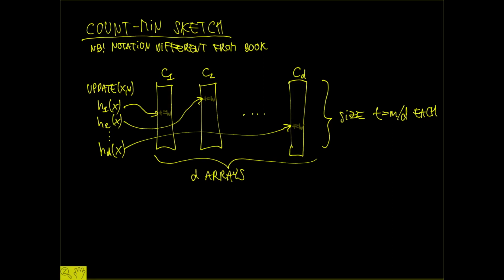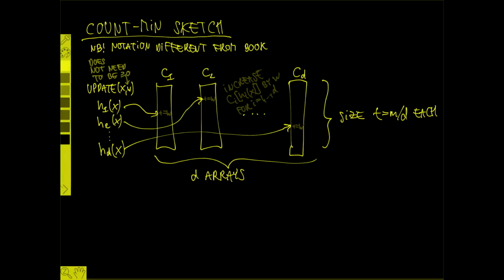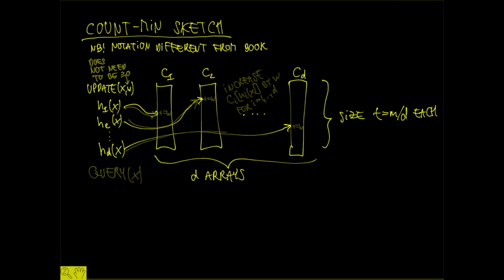So that is, for i equals 1, 2, 3 up to d, we increase C_i of h_i of x by w. The weight update does not actually need to be greater than or equal to 0. It's perfectly possible to do negative updates, which correspond to decreasing a weight. A query proceeds pretty much the same way.